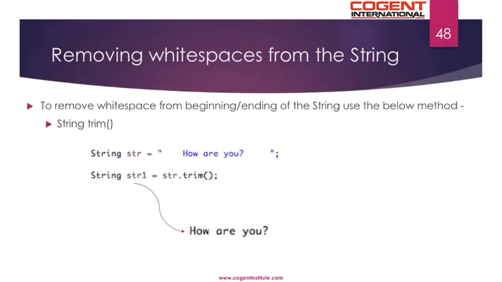Removing white spaces from the string. To remove white space from the beginning or ending of the string, we can use the below method, trim, which returns the trimmed string. In this example, we have string str which is assigned the value of "how are you?", which has some leading white spaces and trailing white spaces. So when trim is invoked on the str object, the value assigned to str1 will be "how are you?" without the leading and the trailing white spaces.